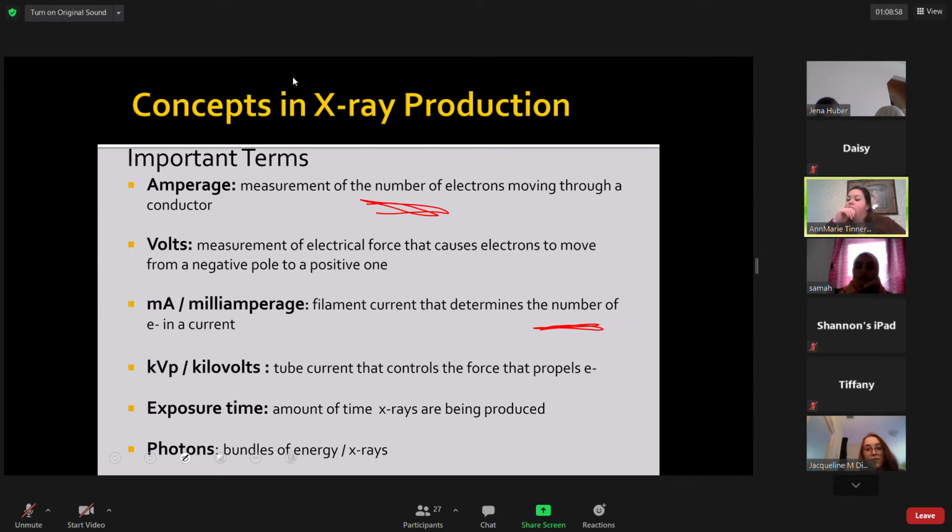Anybody? Can you repeat it? What do photons originate as? What are photons before they're photons? Electrons. Wow. Very good.